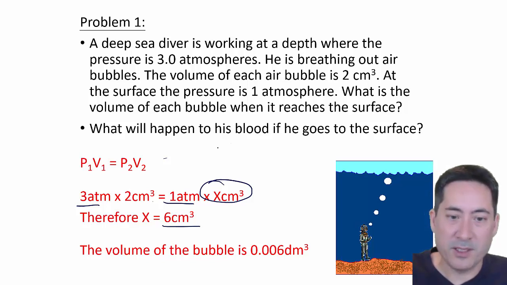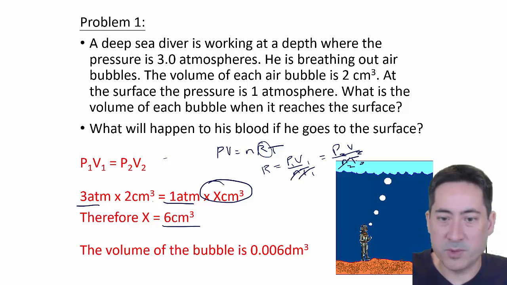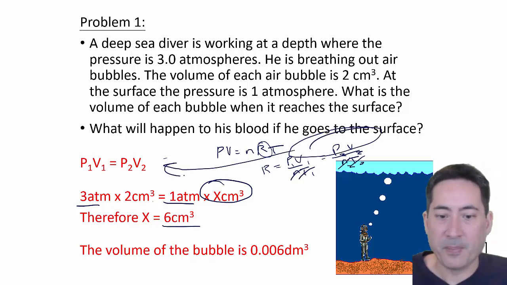The big question is, how did I get that equation? PV equals nRT, and so R is always constant. And so you have R equals PV on nT for the one situation, equals PV on nT for the second situation, with constant number of moles and constant temperature, and then you cross those out. So that's our equation, so that's how we get it.